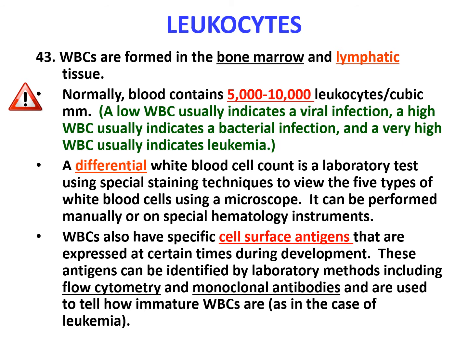So WBCs also have specific cell surface antigens that are expressed at certain times during development, right? The antigens can be identified by laboratory methods. So they have these cell surface antigens that are on these cells, and we can use flow cytometry or monoclonal antibodies to be able to tell how immature these WBCs are. Is it a rubriblast?